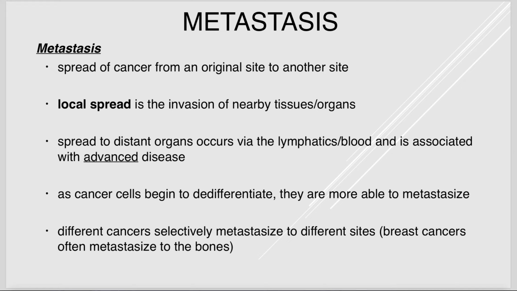Now, as cancer cells begin to dedifferentiate, this is where I talked about the definition of anaplasia. Well, I talked about anaplasia when we talked about grading cancers. When they dedifferentiate, meaning they become less and less mature, they become more stem cell-like. They are more able to metastasize. And certain cancers will metastasize to different sites.